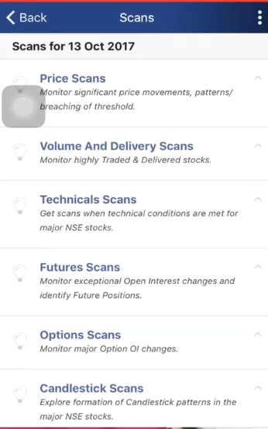Similarly, whatever I mentioned for the futures scans is applicable to option scans too, wherein you would find where the puts are being added, where the longs have been added, and these are the things which you can find in the option scan.